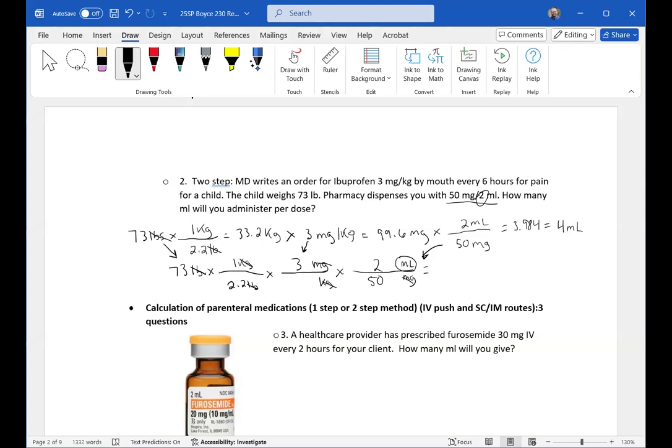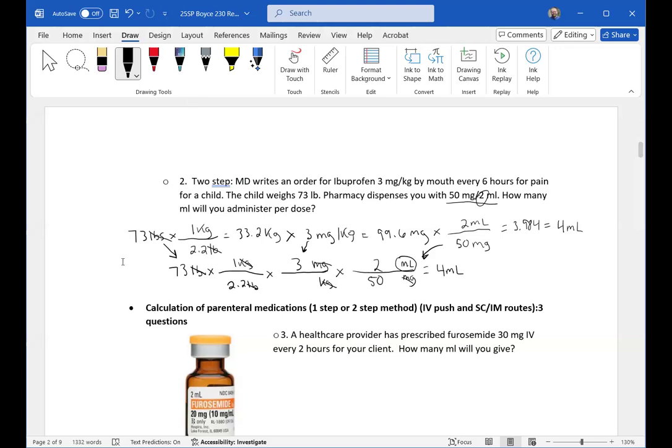Again, if you're getting the right answers and you're doing this differently, then by all means, go ahead and do however you're going to do. Now, without doing the rounding of the weight, let's just see what this comes out to be. I'm going to take 73 times 3 times 2, which gives me 438. Then I'm going to divide by 2.2 and then divide by 50. And again, I'm going to get the same answer, 3.981 this time, but I'm still going to get a rounded final answer of 4 milliliters.